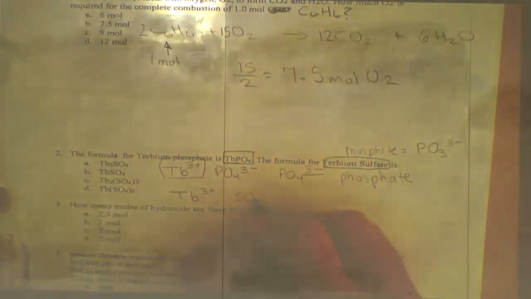Nice. So sulfate is SO4. But what's different with sulfate is it's not SO4 3-, it's SO4 2-. Once again, it comes down to memorization. So we have these two ions coming together, a terbium and a sulfate. Anybody know how we could get the formula out of that information displayed right here?